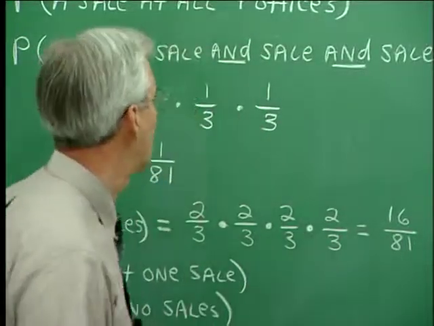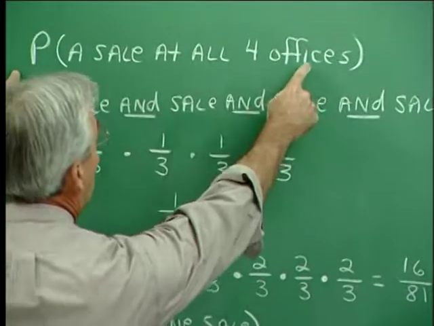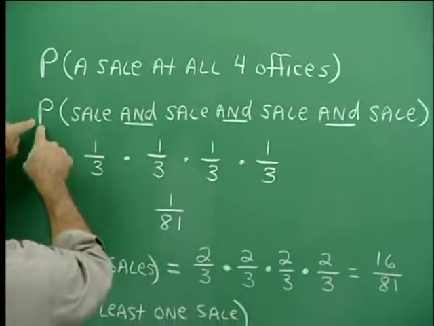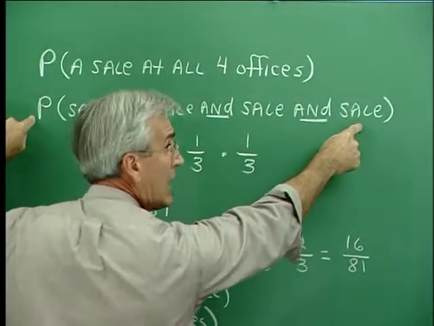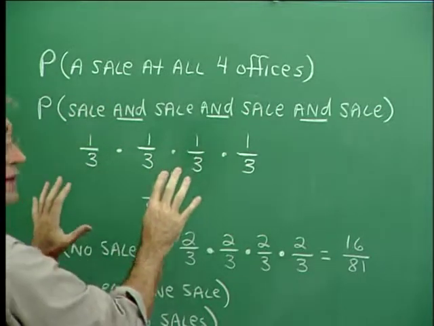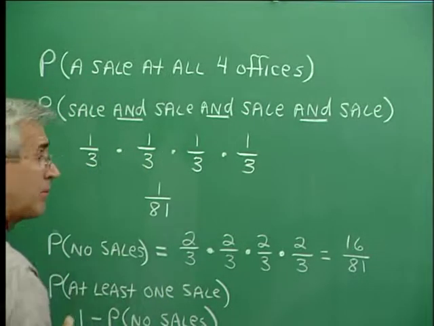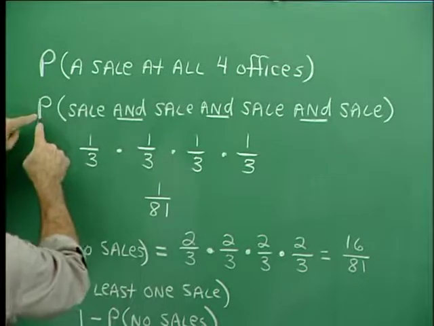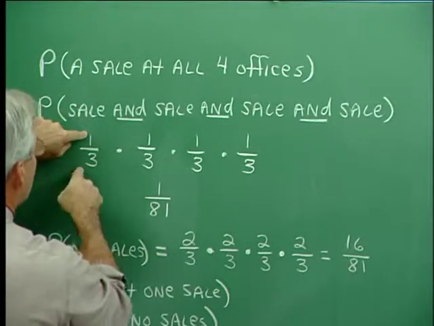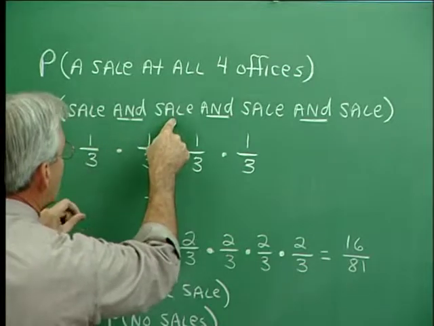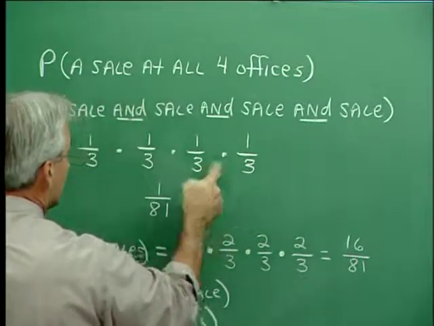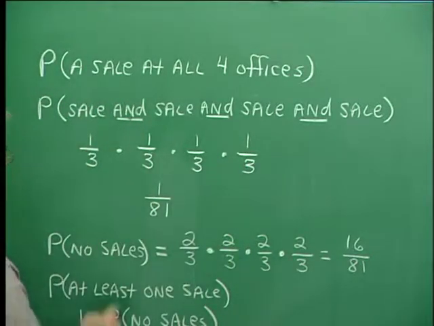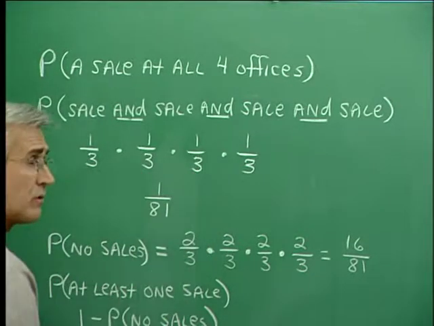The probability of having a sale at all 4 offices can be thought of as the probability of a sale and a sale and a sale and a sale. And using the word "and" here gives us a tip-off that we can multiply probabilities. The probability of a sale here is 1/3. And means multiply. A probability of the sale at the second visit is 1/3, and then a sale at the third visit and a sale at the fourth visit. So 1/3 to the 4th power, or 1/81, would be the probability of sales at all 4 of those offices.